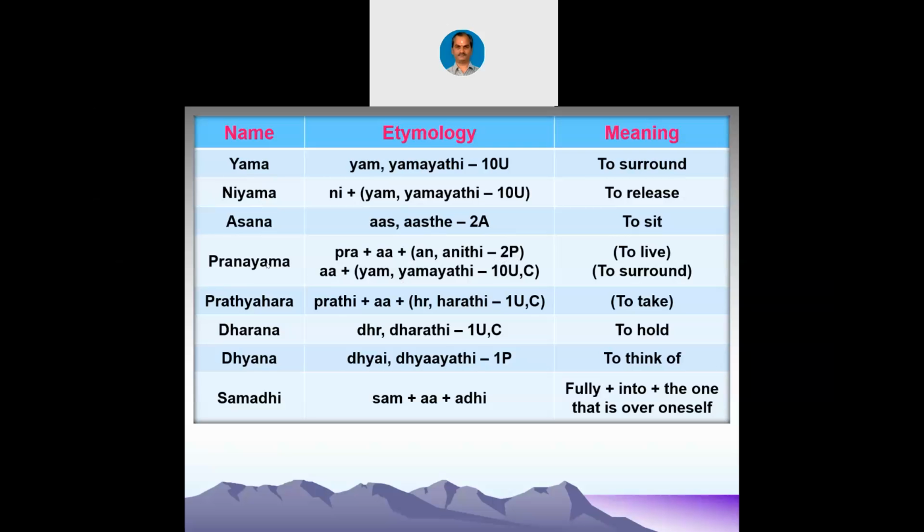Again, there is one more word called ayama. A is the upasarga, again yam, yamayati, and then yamayati, it becomes causal. Now, that way pranayama is a particular word which has multidimensional meaning. Later on I am going to show you the actual meaning of pranayama. Even though it is to live and to surround, I have put it inside parenthesis, because when the upasarga gets added to a particular word in Sanskrita, the meaning changes to some other dimension.